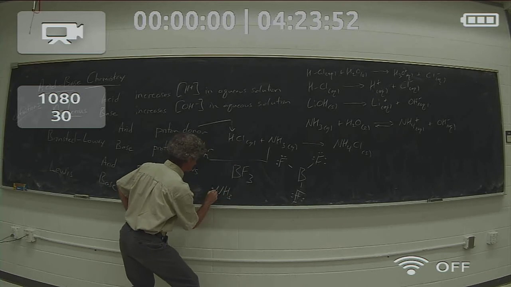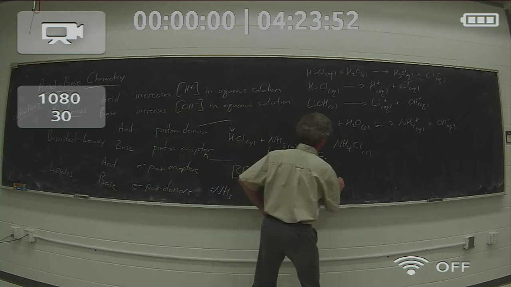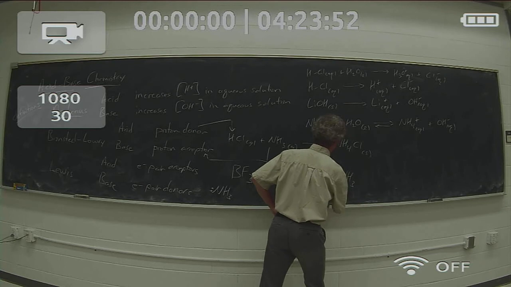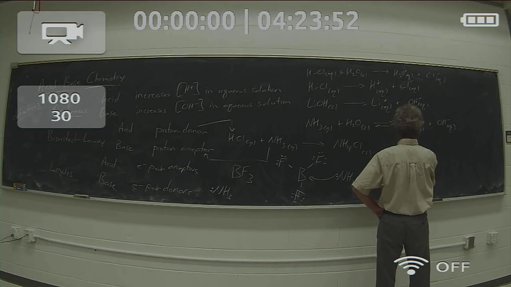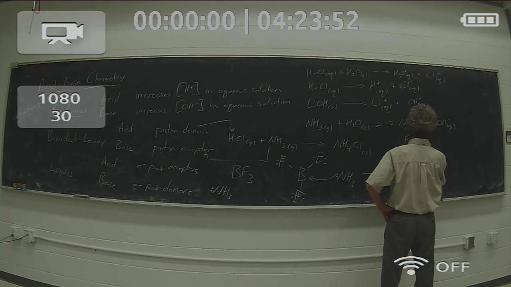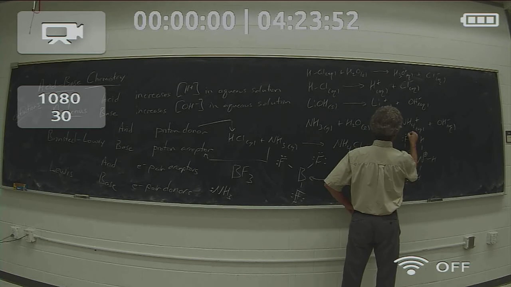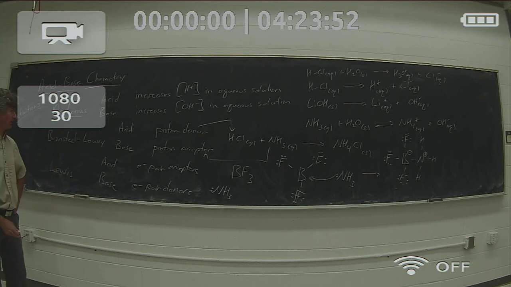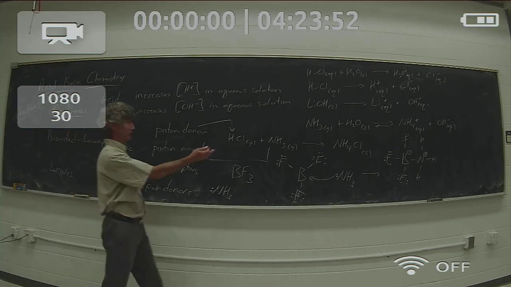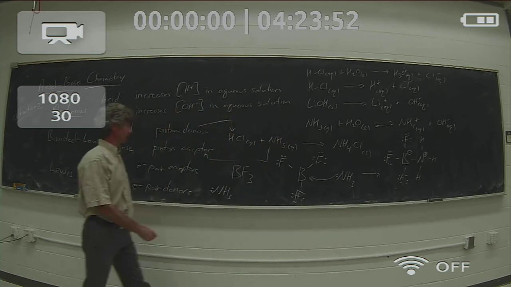If its lone pair could donate its pair of electrons to boron trifluoride, it would form a compound. So BF3 is not a Bronsted-Lowry acid, but it is accepting a pair of electrons. Ammonia is both a Bronsted-Lowry and a Lewis base. If it donates its pair of electrons to a hydrogen, as it did in this reaction, then it's acting as a Bronsted-Lowry base.